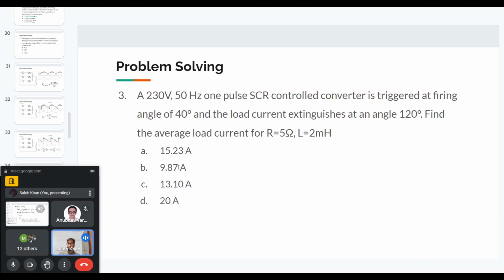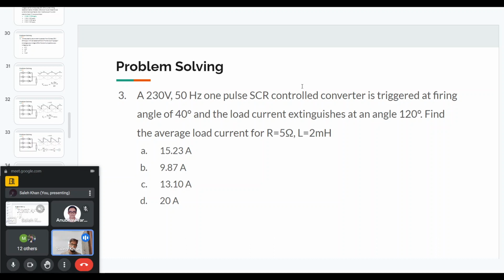So moving on to the third question. Now the third question is asking for a one pulse SCR. The first question was 6 pulse, basically a three-phase full bridge. The second question was 3 pulse, a half wave circuit. In this case, it is a one pulse circuit, so it will also be half wave, but single phase also.